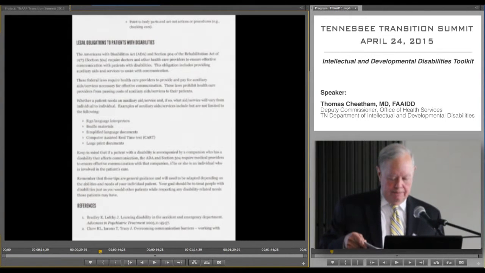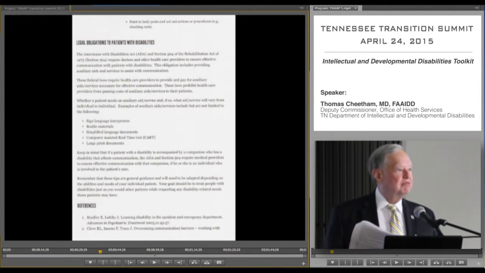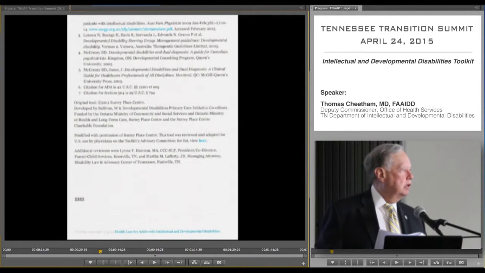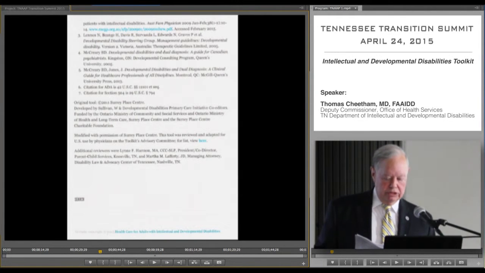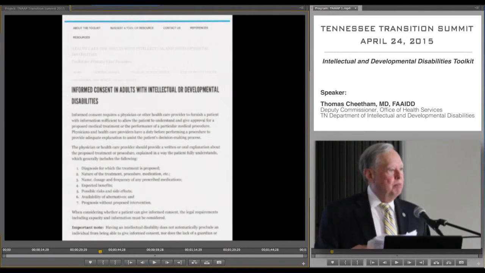And then this, of course, was one that's important to convert, and we did, in terms of legal obligations on page 4. There's some resources, and all of these tools were peer-reviewed and went out for external peer review as well. So that's just an example of one of the tools that can be helpful.